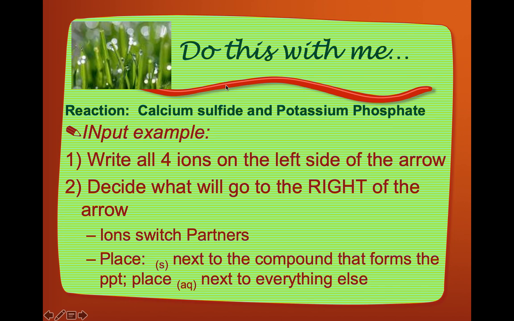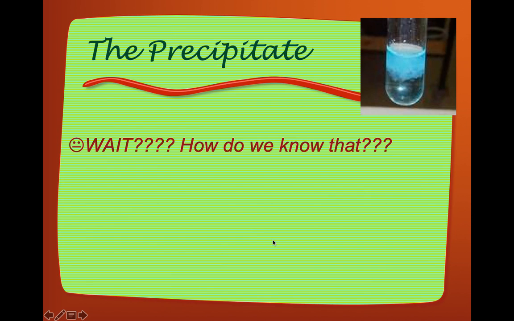So 2 of these parts are going to make a precipitate, and we're going to put S next to it. The other 2 parts are going to stay as ions, and we put AQ next to those. Again, I'm teaching you lots of new little details, so just write stuff down, process as we go, pause the video if you need to, and then we'll see these as examples, and then you'll practice it.